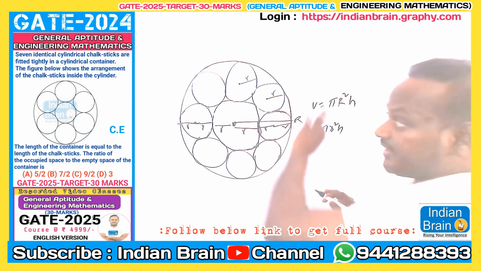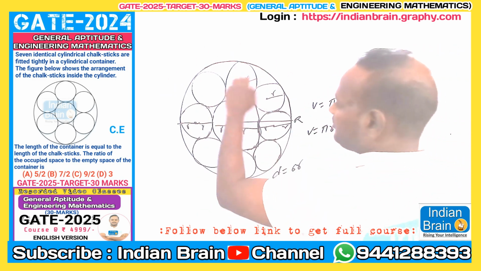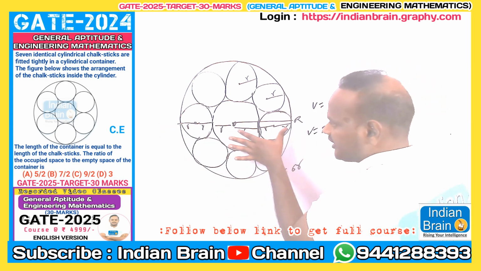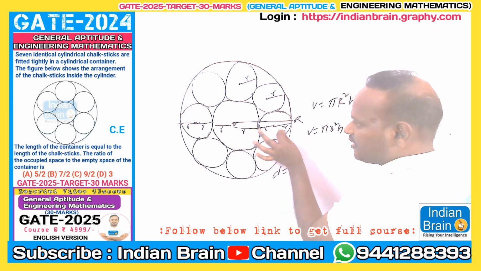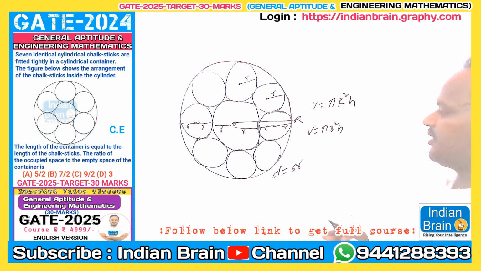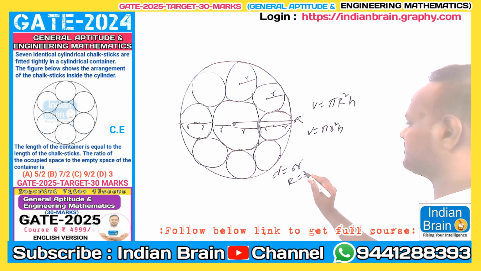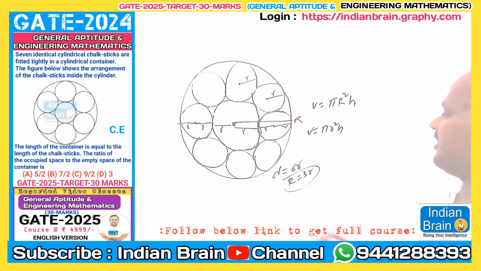Yes or no? Diameter can be 6r. But I don't want the diameter of the outer cylinder. I want only the radius. Radius means r plus r plus r. Small r plus small r plus small r can be capital R. Simple concept. It's clearly showing that capital R is nothing but 3r.